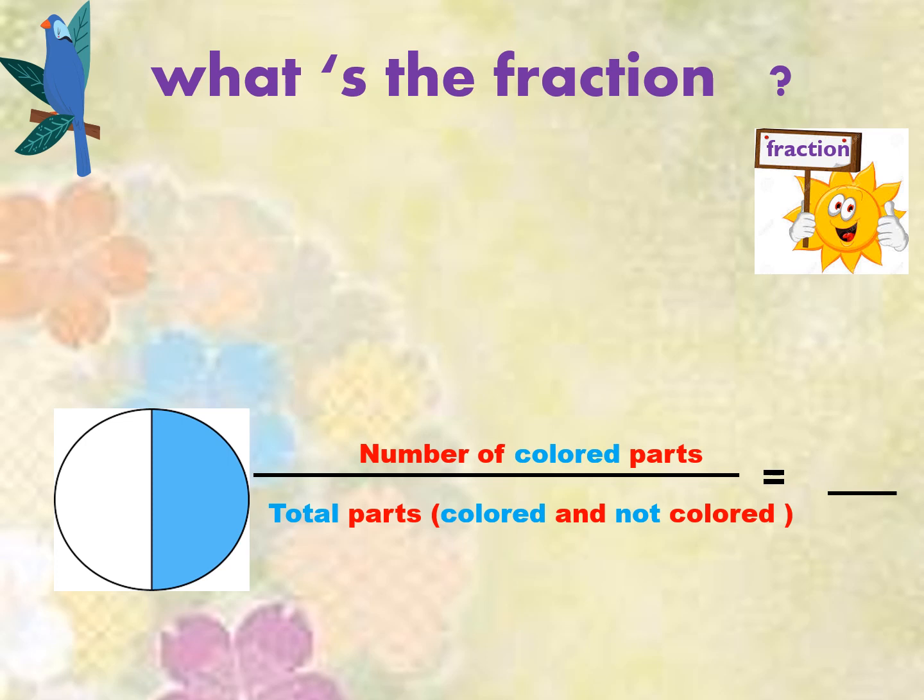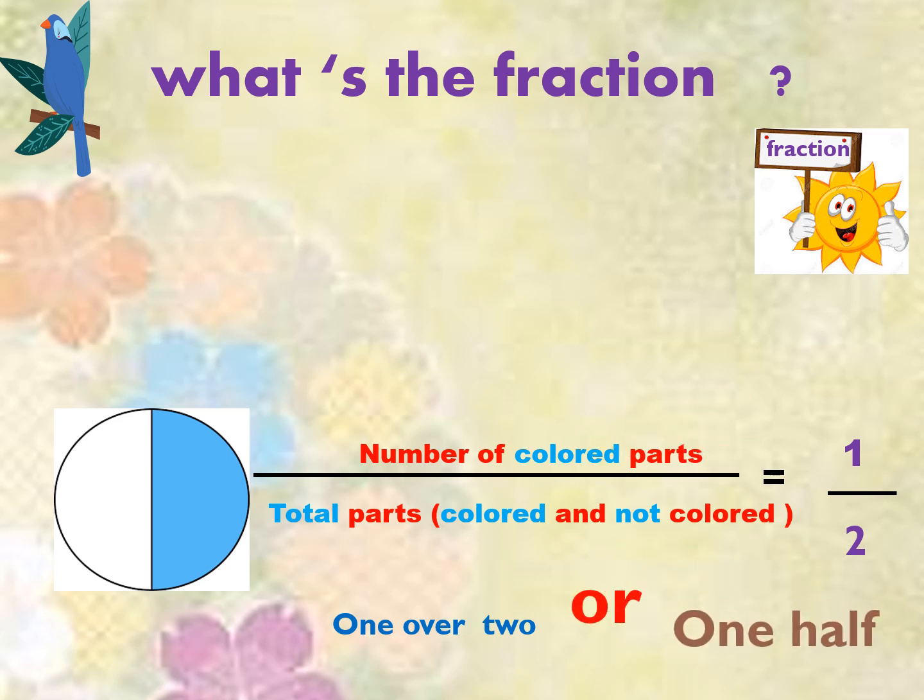So what can I write here? In the upper, the number of the colored parts. Here, how many parts are colored? 1. Okay. And in the bottom, I will write the total parts, colored and not colored. Here it is divided into 2 parts, so the colored and the not colored is 2. So I say in the fraction 1 over 2, or one half. Okay, so again 1 over 2 or 1/2.